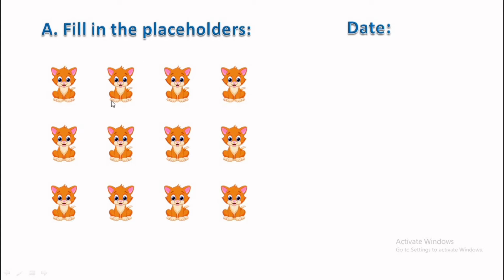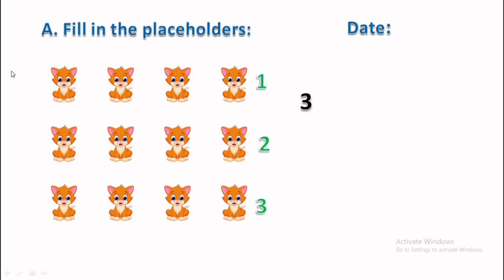So first we are going to count the number of rows of objects. Rows, or you can say lines. Let us count how many rows are here. Here we have 1, 2, 3. So we have a total of 3 rows of cats. So first we will write 3 here.